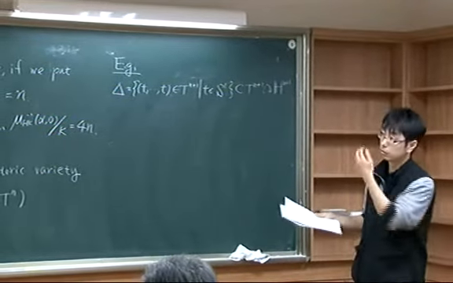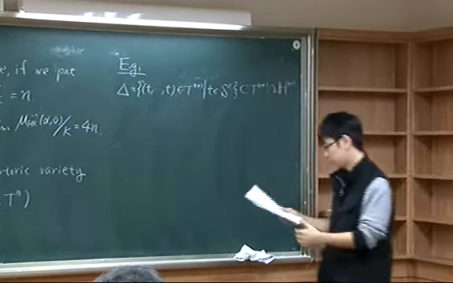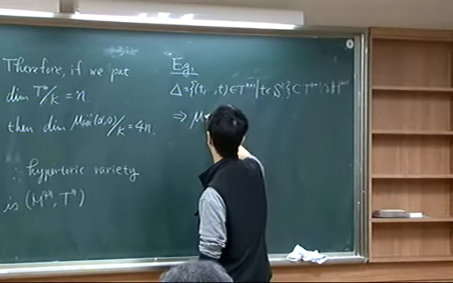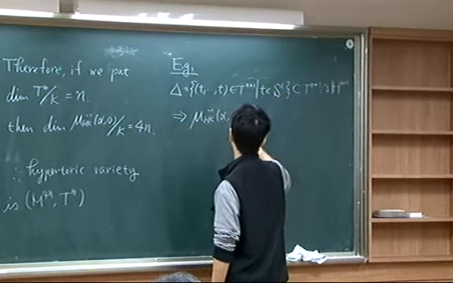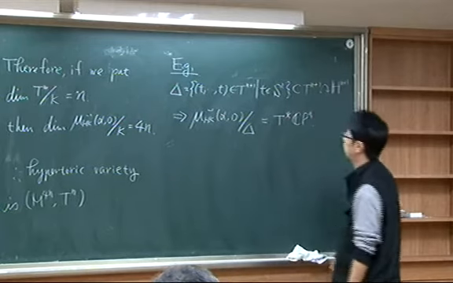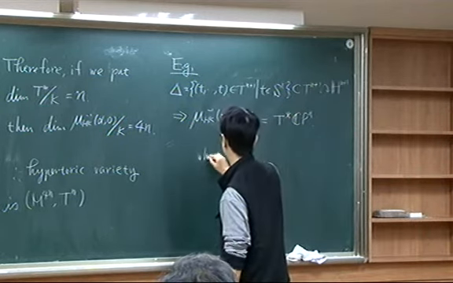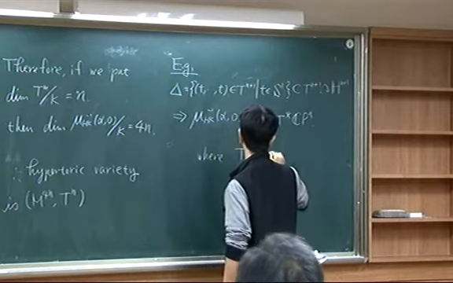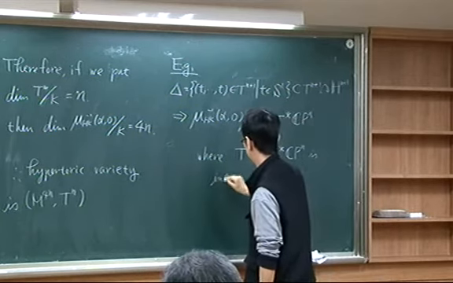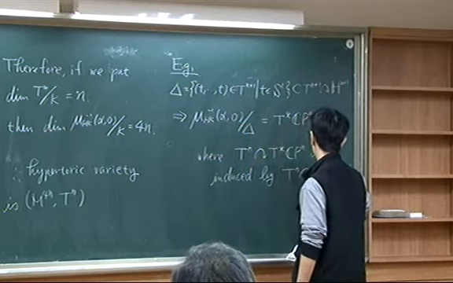How about compactness? It's always non-compact. Always non-compact. Yes. And for example, this is a very typical example. Then we get, divided by delta, it becomes a cotangent bundle of the CPN. So it's non-compact. So where? Is induced by CPN.